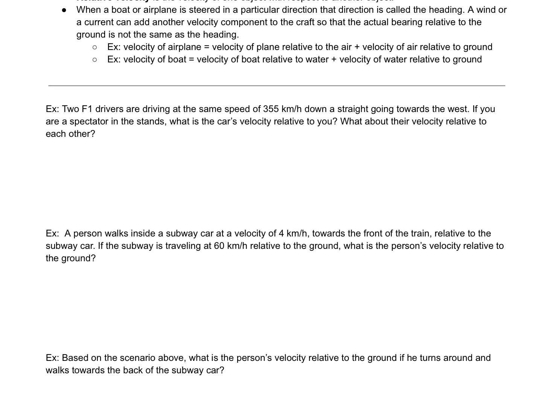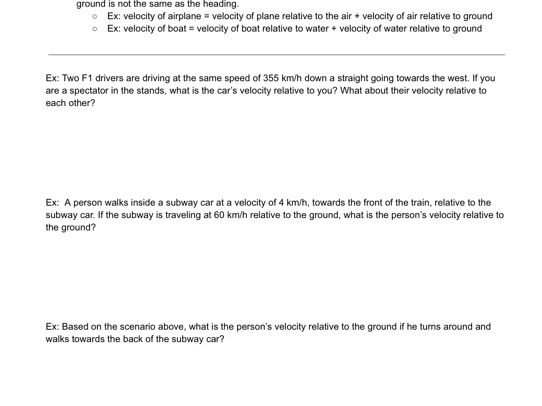So let's start with some examples where the directions aren't too crazy. Two F1 drivers are driving at the same speed of 355 kilometers per hour down a straight going towards the west. If you are a spectator in the stands, what is the car's velocity relative to you? And what about the velocity relative to each other? So let's say this is you, the spectator. I have one car going to the west, 355 kilometers per hour, and I have another car, exact same speed.